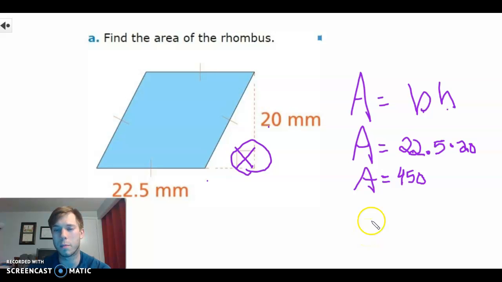Well, what's going to be our units? We have our height and our base is millimeters. Well, since we're finding area, we're going to have to use that same unit, except we're going to have to make it squared and have 450 millimeters squared.